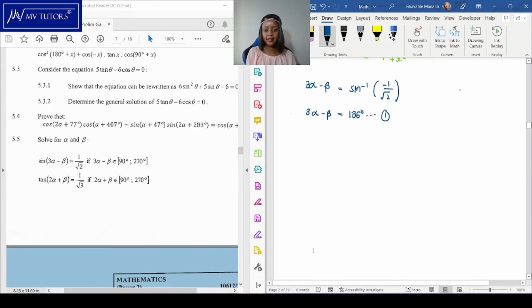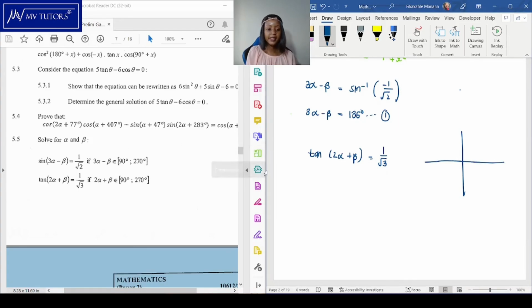What did they say about tan? They said tan 2 alpha plus beta is equal to 1 over root 3. Okay, and then, yeah, I think same story. It has to be in between the domain of 90 and 270. And we know that tan is y over x. So what is the y value? If I choose this quadrant, the y value would be positive, but the x value would be negative. So I'm not gonna focus on that quadrant, but I'd rather look at the third quadrant. So in this case, y is negative, so I would have negative 1, and x is also negative, so I'll have negative root 3. Okay, so let's go work out what 2 alpha plus beta is.